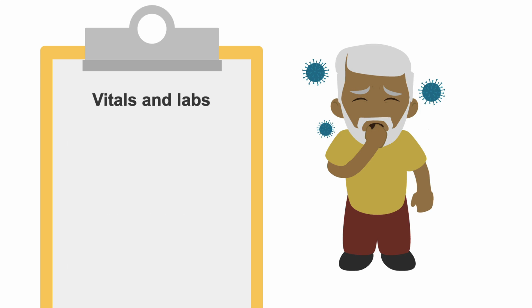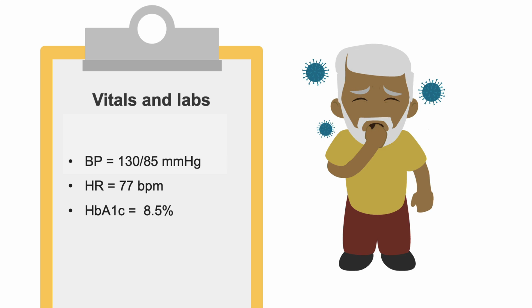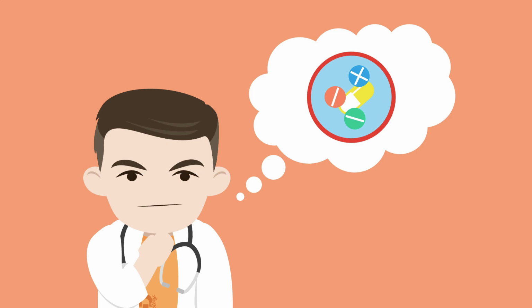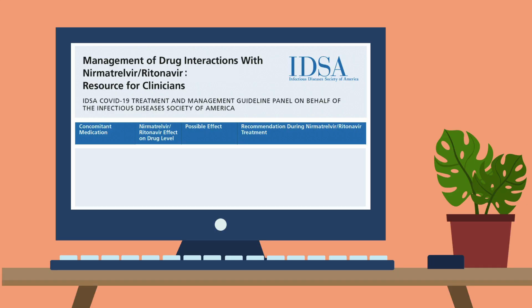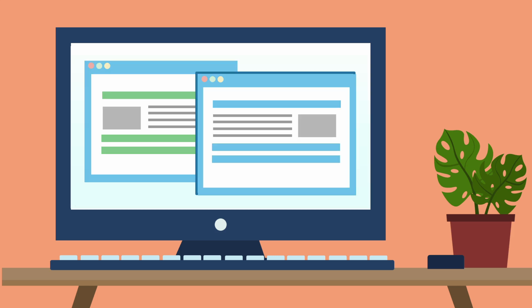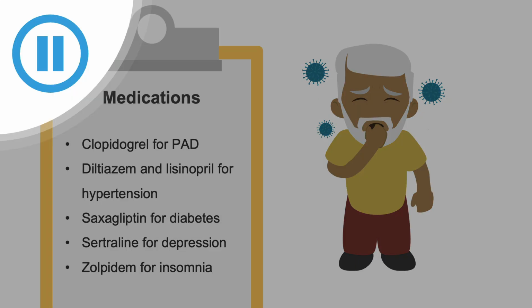His vitals and labs are as follows. His blood pressure is 130/85, his heart rate is 77 beats per minute, and his glycosylated hemoglobin, or hemoglobin A1C, is 8.5%. So, are there any drug interactions that you're concerned about? Use the IDSA's quick reference guide and the drug interaction checker of your choice to determine what action you'll take. Pause the video for a couple of minutes to review his medications and come back when you're ready.